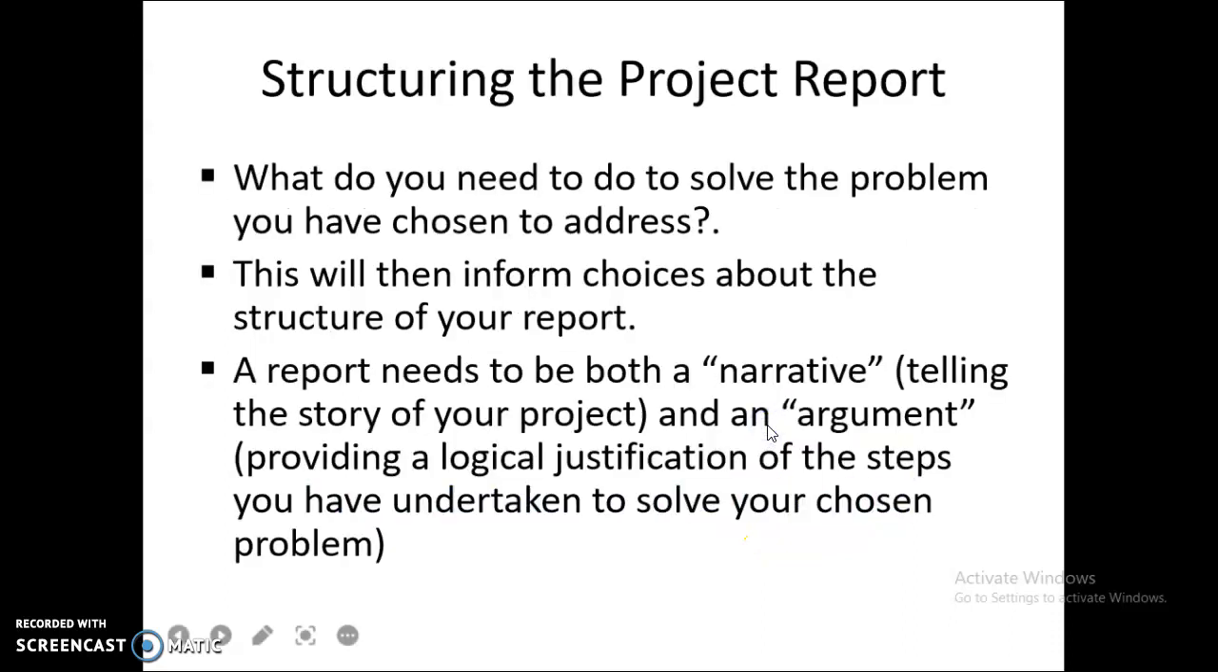I'd like to talk about structuring the project report, and we would like to understand what you need to do to solve a problem that you would like to address or you have chosen to address. In this lecture, I'm going to inform you about the choices that you take about the structuring of your report.